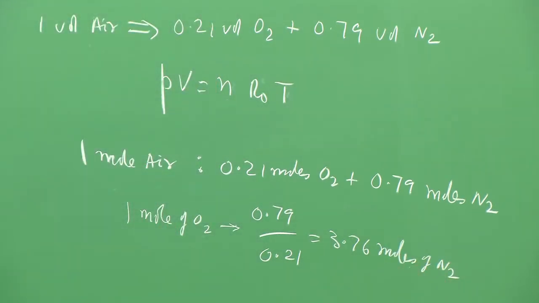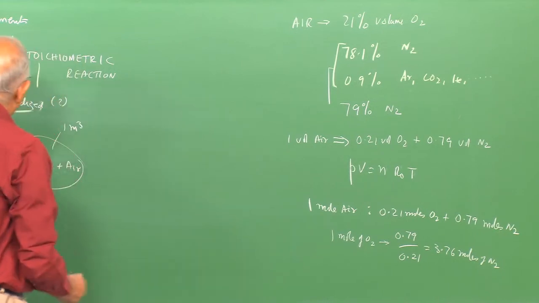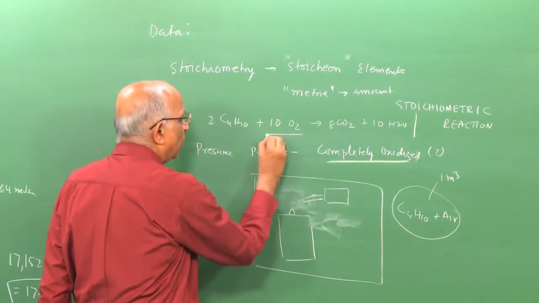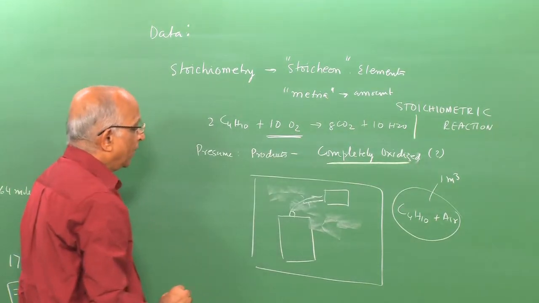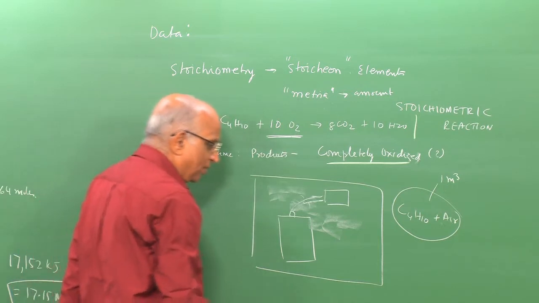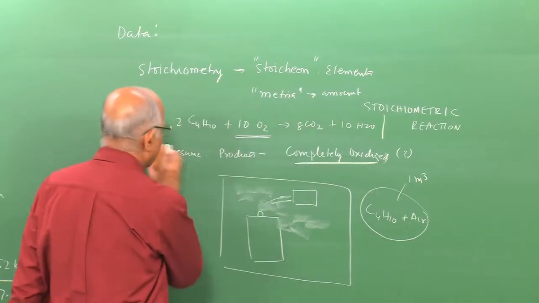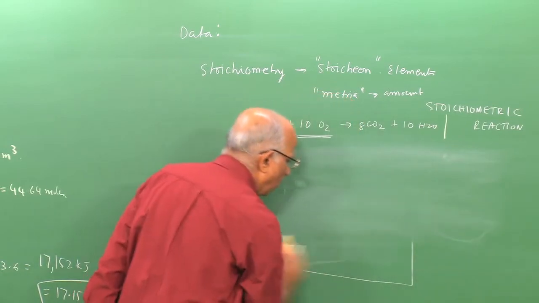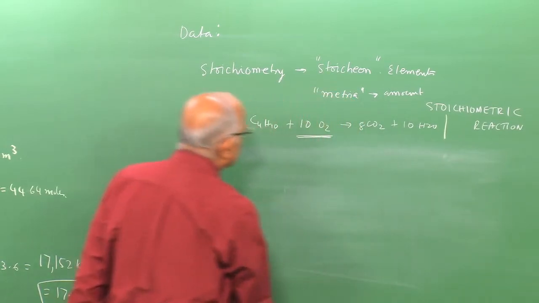Therefore, if I were to have a reaction involving air, this equation will get modified, because instead of having 10 moles of oxygen, I will also have to carry some amount of nitrogen, and let us see how this equation should get modified. Let us modify this equation now to be able to put air over here. What is it I get?